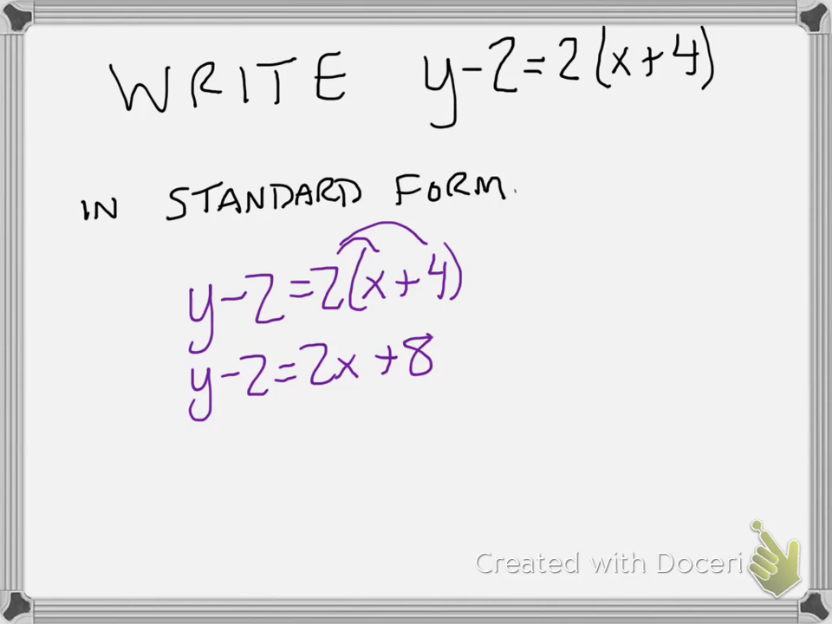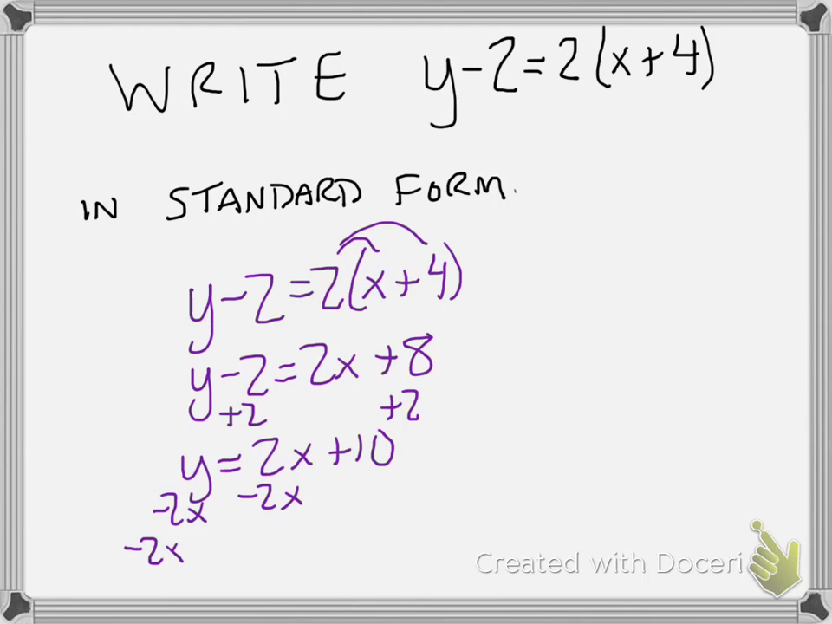Next, I need to get x over to the left, and that number minus 2 that doesn't have the x or the y, I need to get it over to the right. So let's move the number first. I'm going to add 2 to both sides, so y equals 2x plus 10. And then I need to move the x over, so I'm subtracting 2x from both sides, so negative 2x plus y equals 10.